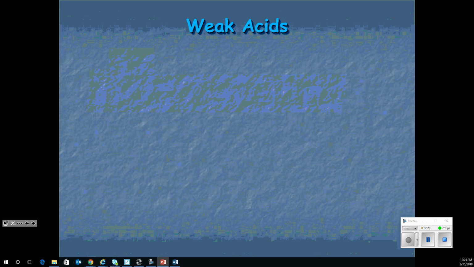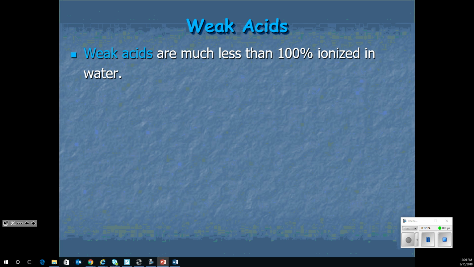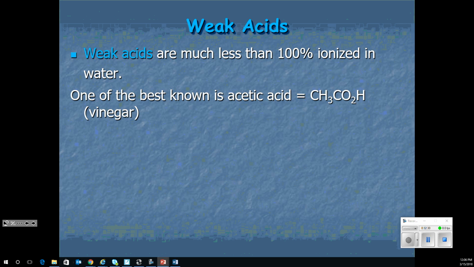So we talked about strong acids. We talked about strong bases. Now we need to talk about weak ones. Weak ones are when we have less than 100% ionized in water. Usually they're between 1 to 5% ionized. We used one today, and that was vinegar, which is acetic acid. Acetic acid is a real known weak acid.